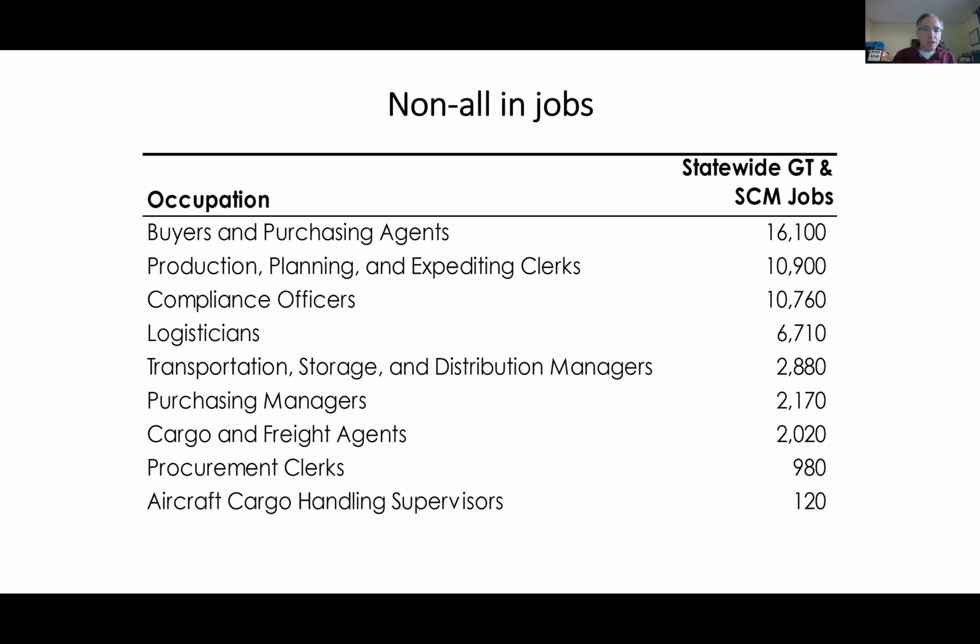And the non-all-in jobs, so again, these are jobs like at Boeing and Starbucks and Microsoft, non-supply chain focused companies, or companies that do supply chain, but their main business is not supply chain. These are some of the kinds of jobs you'll find in there. A lot of buyers and purchasing agents, production planning, compliance officers. Again, compliance officers are doing things like looking at export compliance, both for imports and exports.